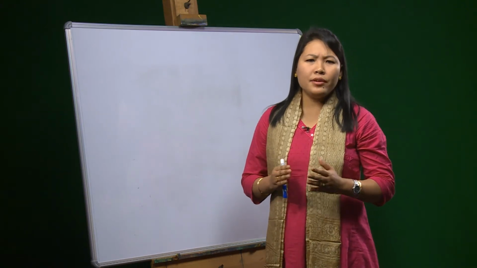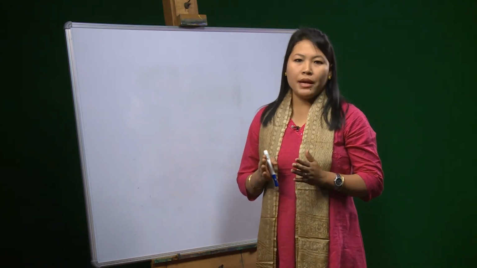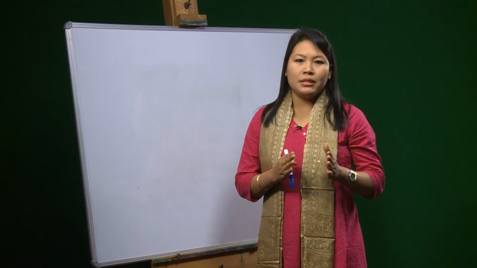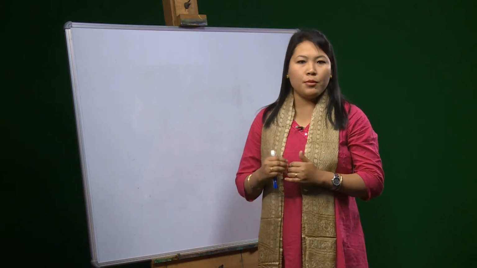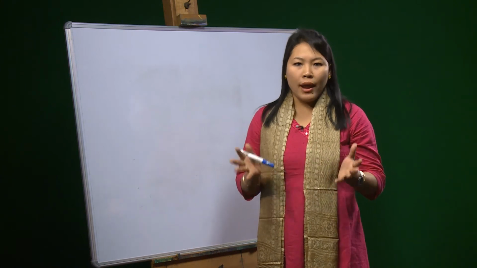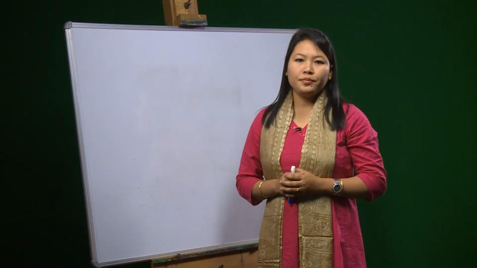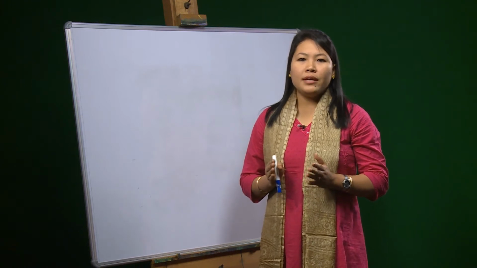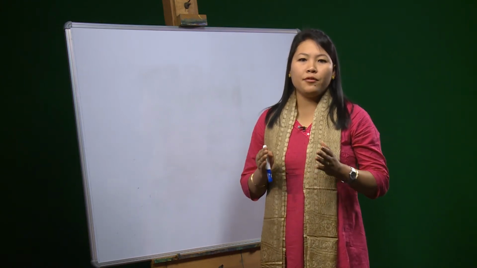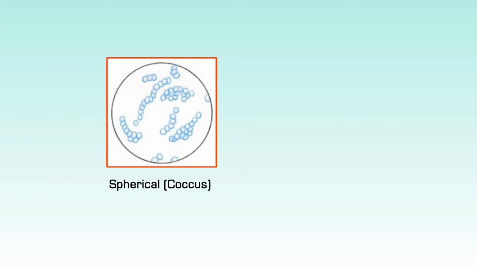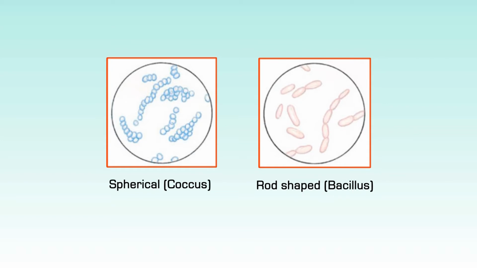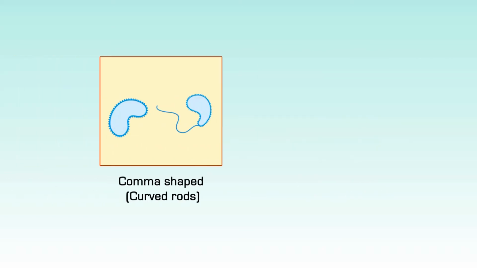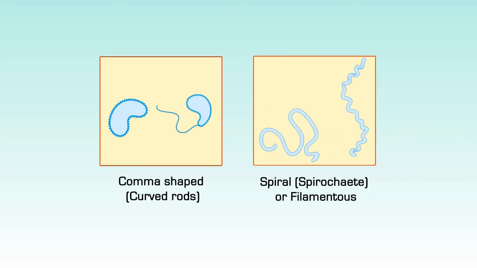Here, the bacterial cell wall is important because it maintains the shape of the cell, and at the same time it protects the cell from swelling and rupturing. The gram-negative bacteria may be either spherical, which we also call coccus, rod shape, also known as bacillus, comma shaped, also known as curved rods, spiral, also known as spirochetes, or filamentous.